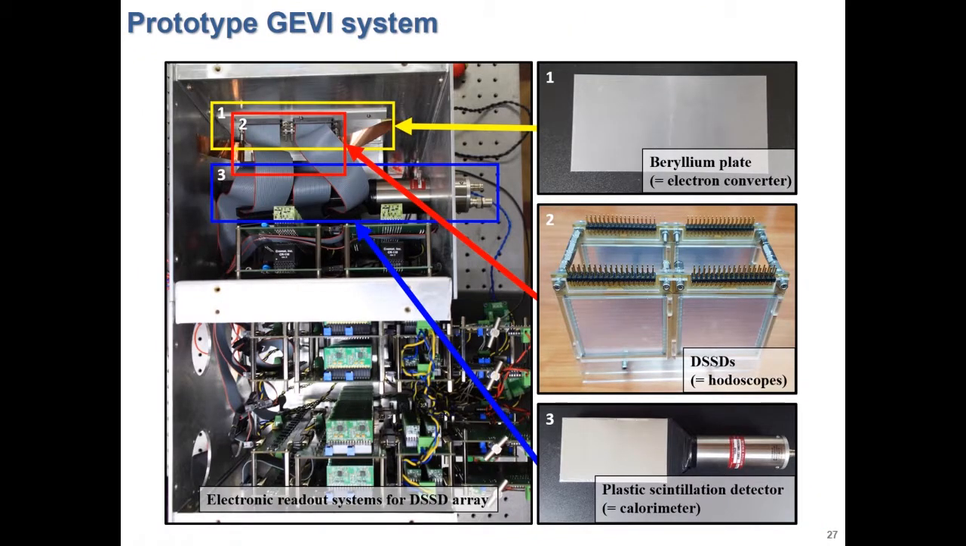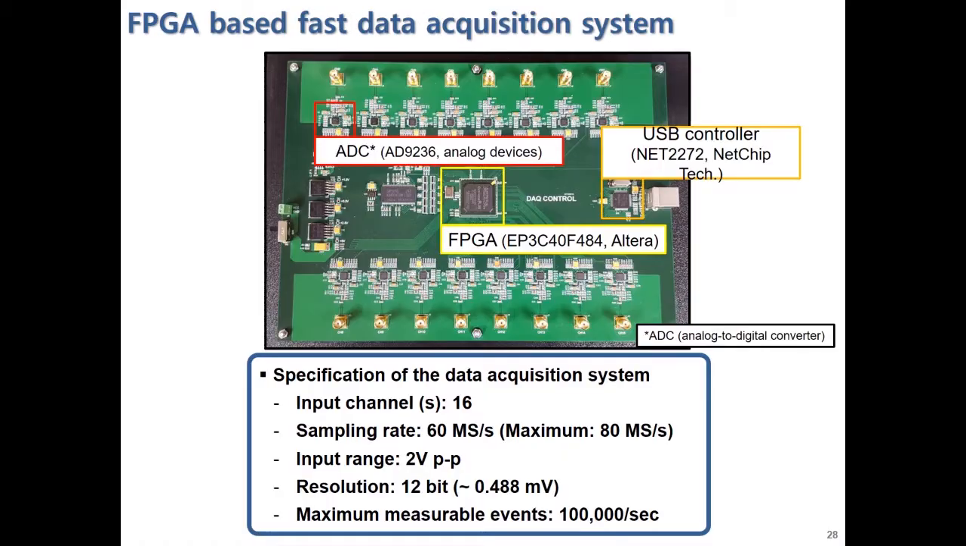However, in order to apply the GEVI system into clinical use, larger field of view is necessary. For this reason, a prototype of GEVI system was developed and shown in this slide. Total 4 DSSD were used, and larger electron converter and plastic scintillation detector were also used to cover the detection area. Also, we developed an FPGA-based data acquisition system to obtain the detector signals with high speed and high efficiency.